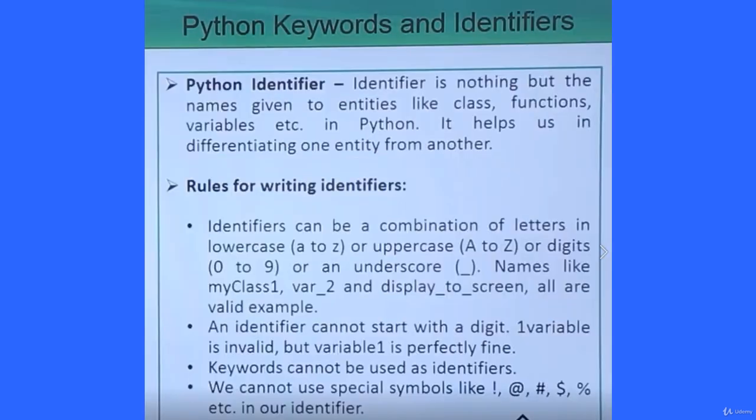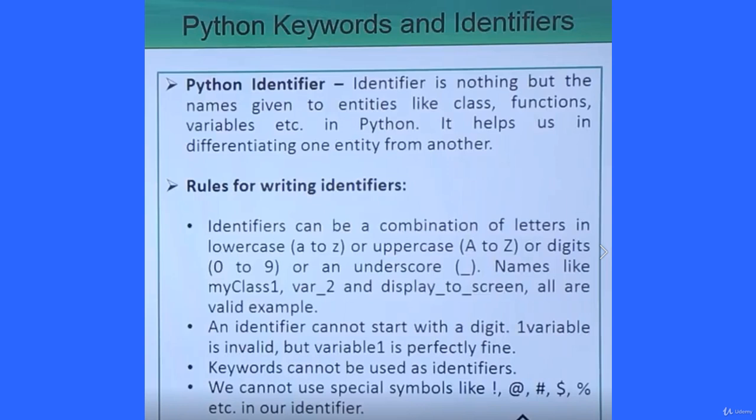Let us discuss Python identifiers. Python identifiers are nothing but the names given to entities like your class, functions, variables, etc. That's why they are known as identifiers, and they are used to name a class, a variable, or a function. In Python, it helps us differentiate one entity from another. So all the function names should be distinct, and all the variable names should be distinct.